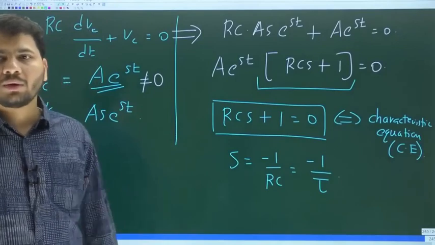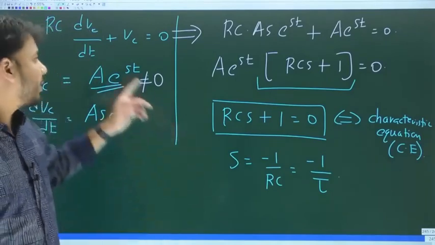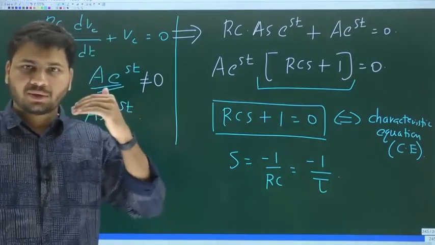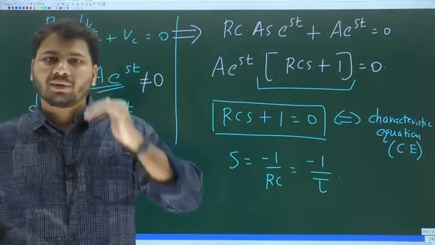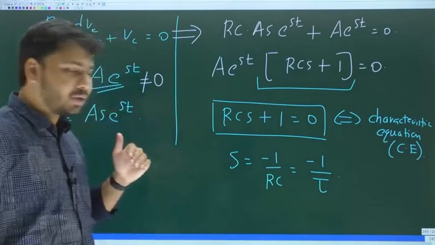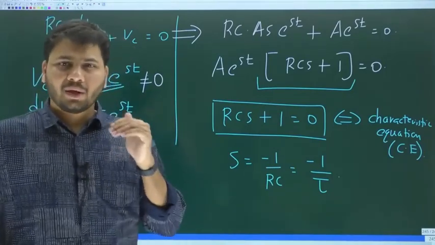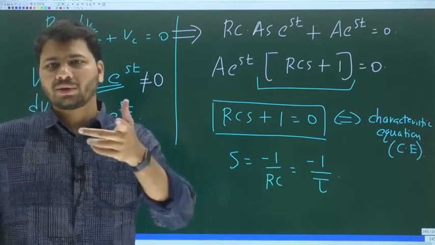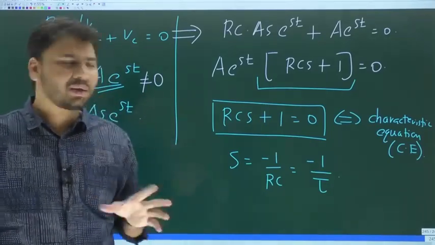So for that, what did we do? First we make all the independent sources 0. Please try to remember this. Make the independent sources 0. Then you try to form the differential equation for that source free circuit. It could be first order or second order or any order.